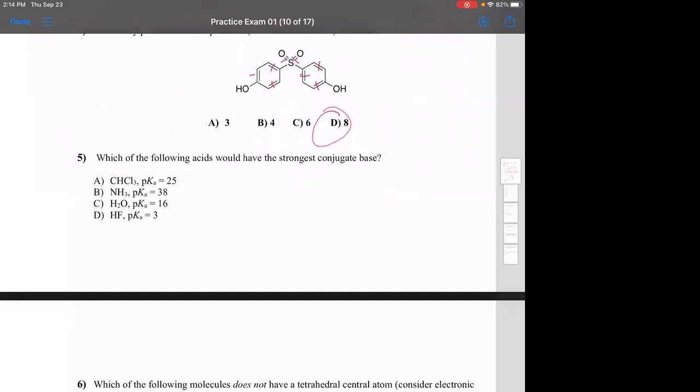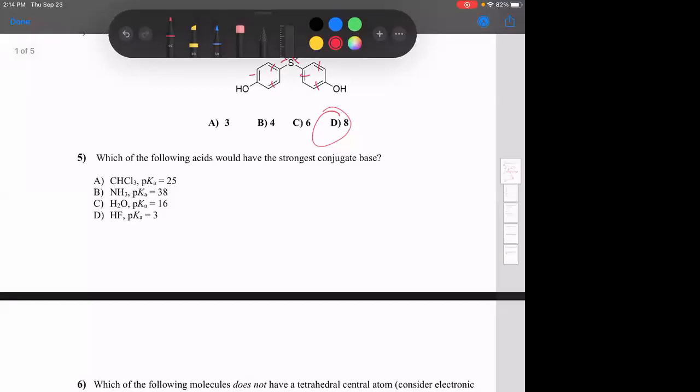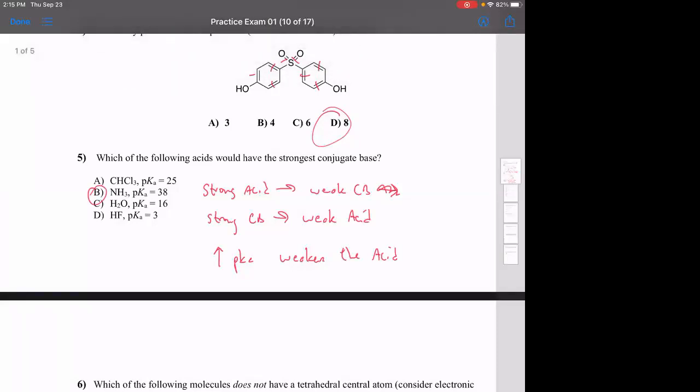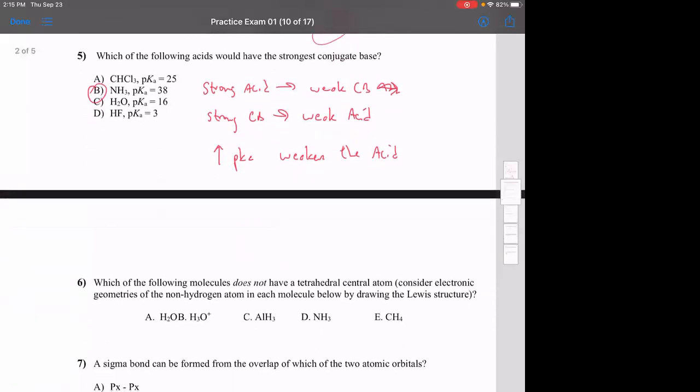All right, which of the following acids would have the strongest conjugate base? All right, so a strong acid gives me a weak conjugate base. So it's asking me for the strongest conjugate base. So that would be what? A strong conjugate base gives me a weak acid. So I'm looking for the weakest acid here. And remember, the higher the pKa, the weaker the acid. So that would be B, right? It has the highest pKa, so that's going to be the weakest acid. Thus, its conjugate base would be the strongest.